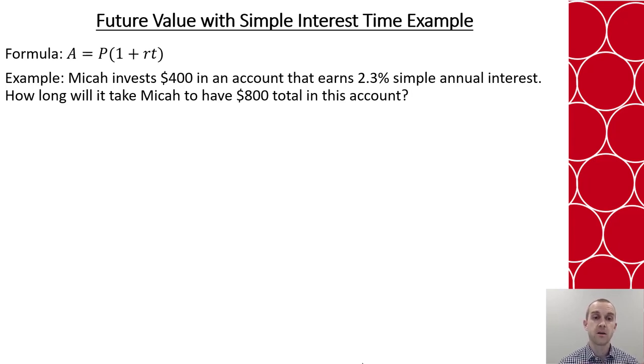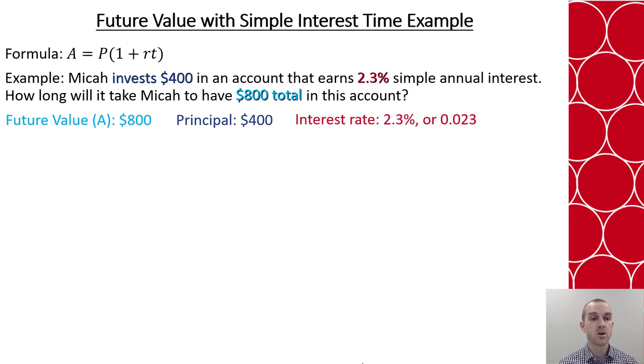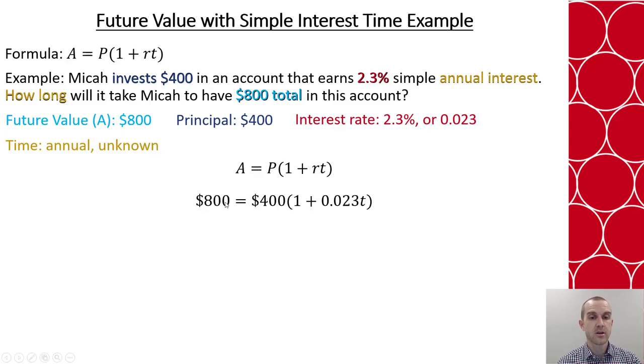Now, we look at what we have. We know what we want in the account eventually, which is the $800 total. We know where we start: Micah started with an investment of $400. We know the interest rate is 2.3%. What we don't know is the time. We do know that it's an annual interest, and they ask how long, so that tells us time is the unknown, and we're going to calculate it in years. So now we substitute what we have into the formula. We're going to put 800 equals 400 times the quantity 1 plus 0.023t.